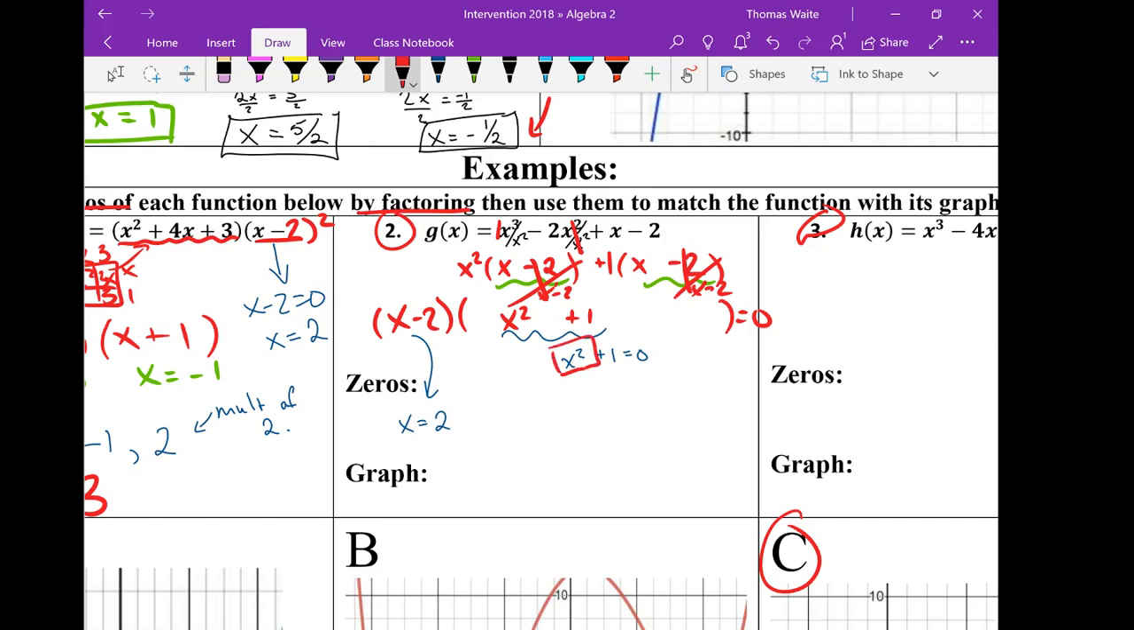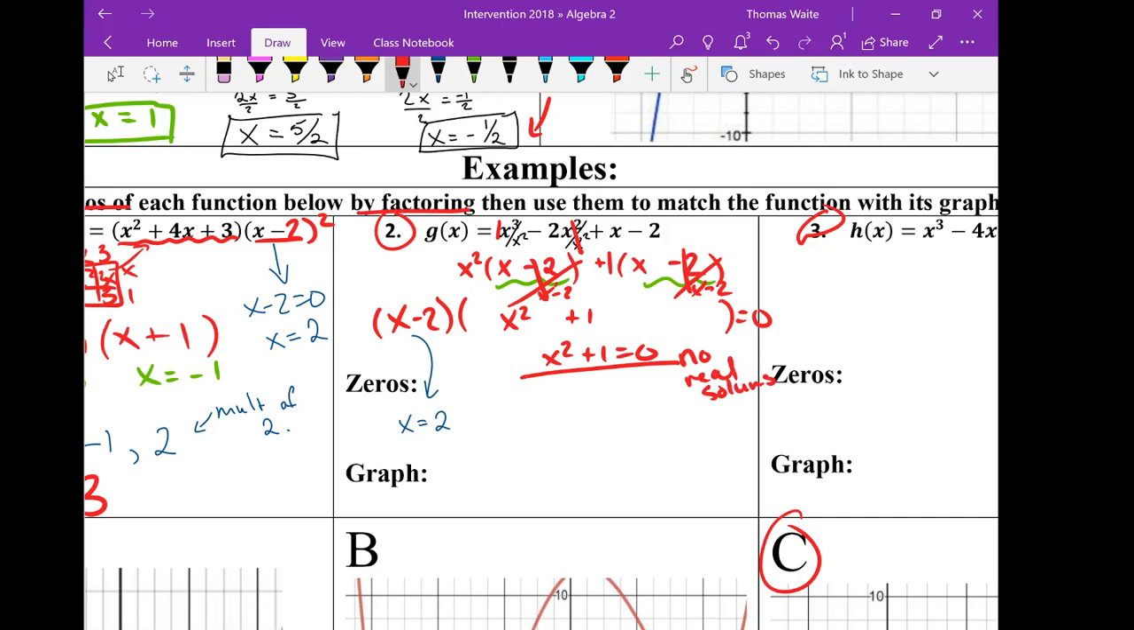Even if I plugged in a negative number for x, I would be squaring it, and that'll make it positive. So say x was like -2. It would be -2 squared. Well, that's going to be a +4. Plus 1 is going to be 5. So no matter what I plug in for the x squared plus 1 equals 0, there are going to be no real solutions from that factor. So that's kind of where you get a dead end.